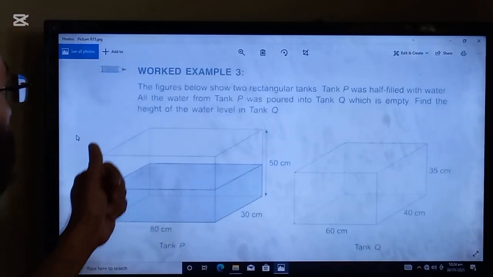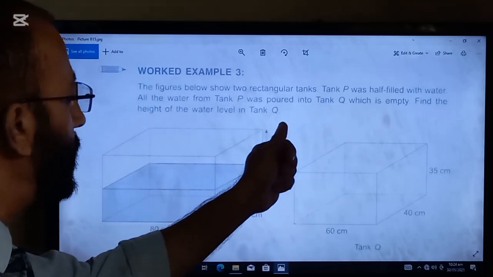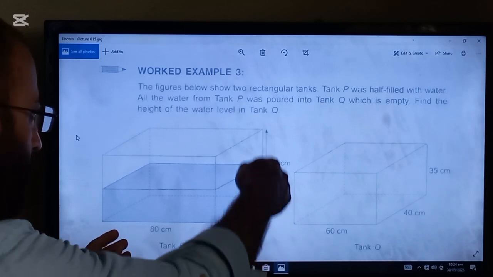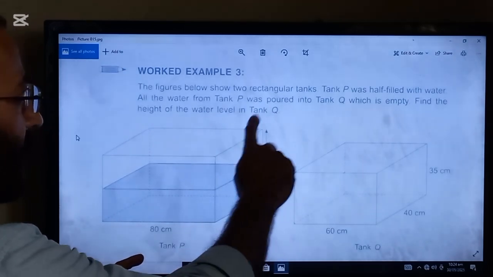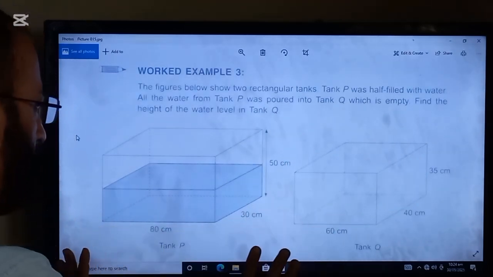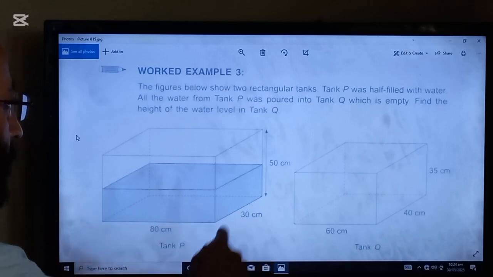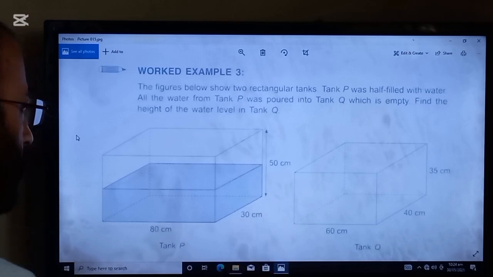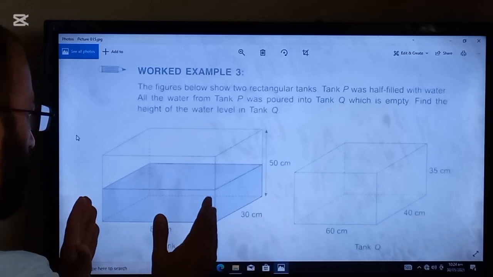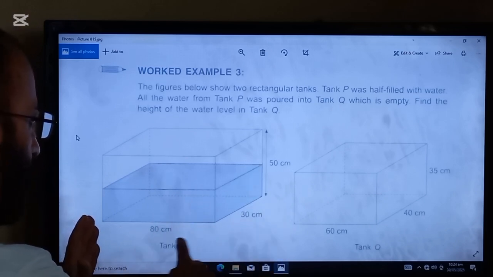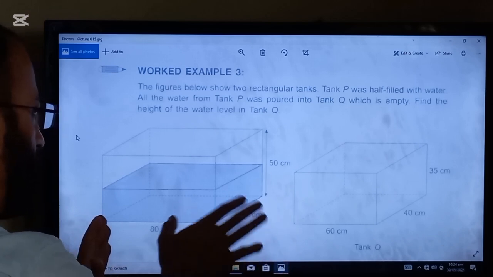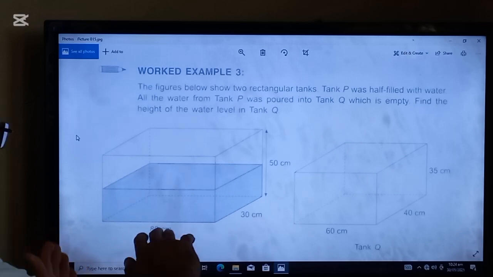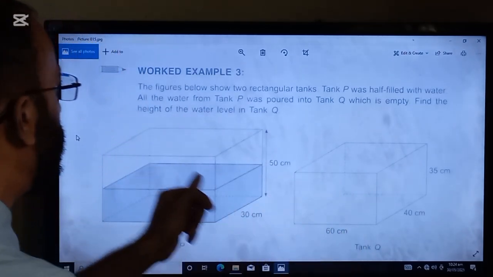Another question is here. The figure below shows two rectangular tanks. Tank P was half filled with water. So the height of the tank P is given, and it is also given that half filled with water is there. So it means 25 centimeter will be the height of the water. So first we will find the volume of the water in tank P by multiplying 80 with 30 with 25. That will be the volume of the water in tank P. Now that volume will be poured into Q.